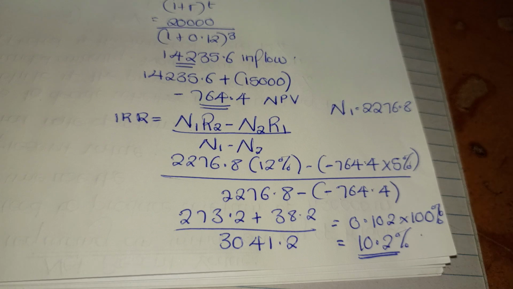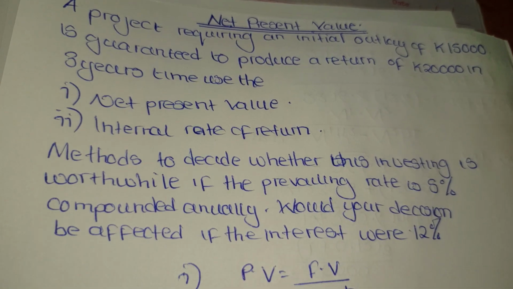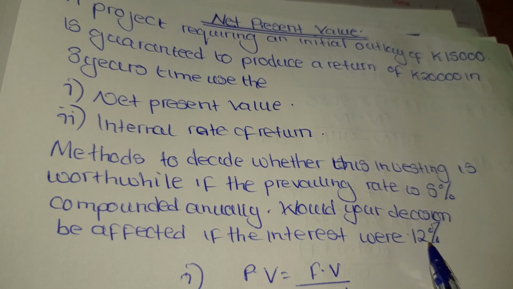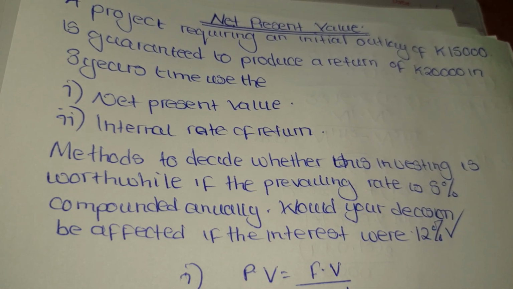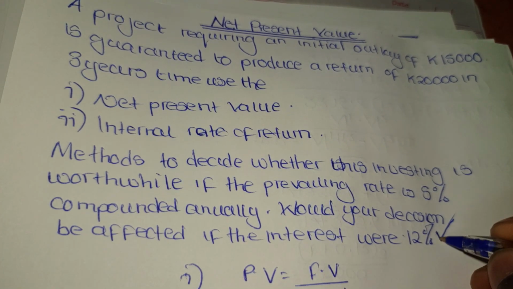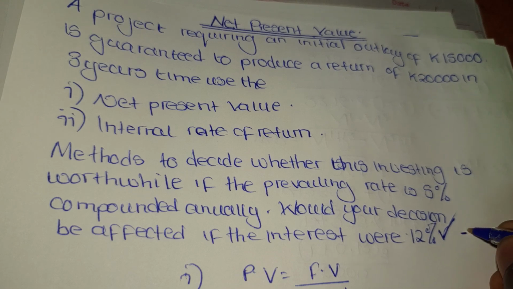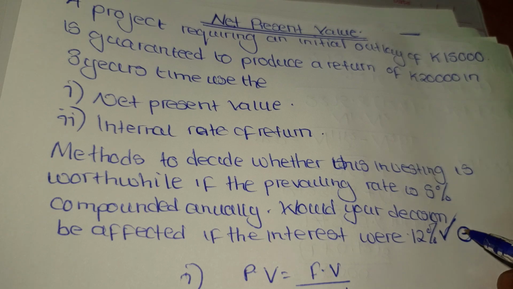Then the question reads further to say, would your decision be affected if the interest were 12%? The decision, if it was 12%, will be affected. Why? Because the net present value you got when you used 12% was negative. And if it is negative, then the project is not worth taking.